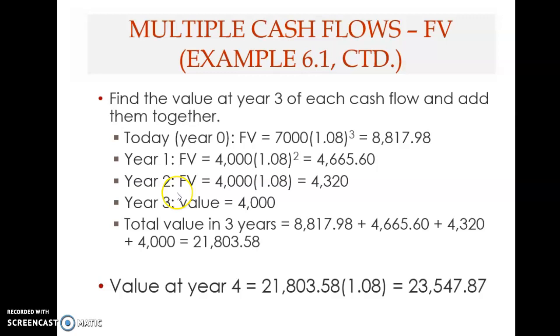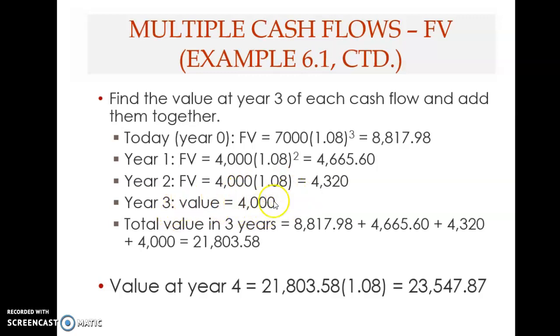And then this cash flow, 4,000 that you deposit at the end of the second year, you compound this for one year. You multiply with 1 plus 8%, so this will be the value, 4,320. It means that this 4,000 that you deposit at end of year 2 will be worth 4,320 at the end of year 3. And then the year 3 cash flow, which is 4,000, this you don't compound because it's already at the end of year 3.